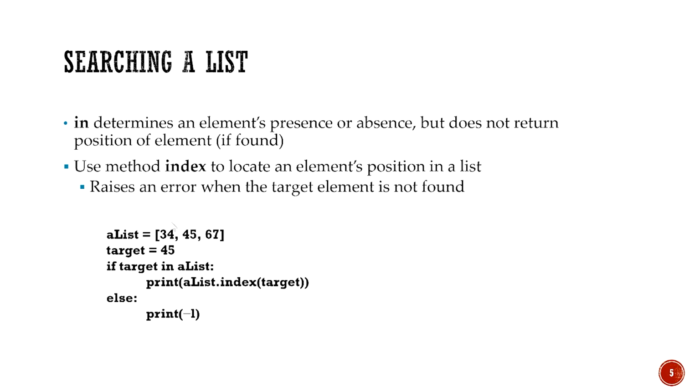So here's an example. We have a list named alist, which has 3 items, 3 numbers. Let's say the target value is 45. If target in alist, so we are defining a conditional statement, and if that target is in the list, we want to print its position. So we print alist.index(target). So the index method returns the position of the target value. Otherwise, we print -1. It means that we couldn't find that target value in the list. Let's try and implement this.